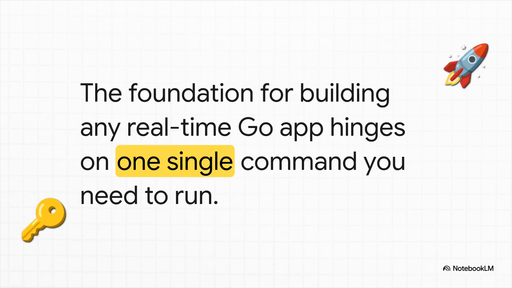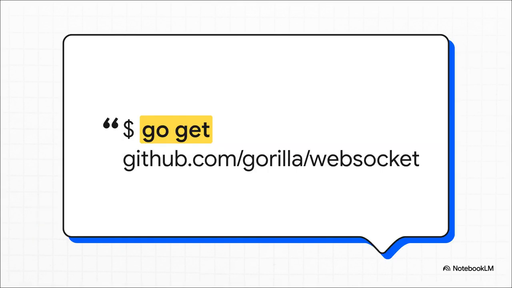So how do we actually make this happen? Well, according to our guide, the entire foundation for everything we're about to do, it all hinges on one single command. This is it. This is the magic line. Go get github.com/gorilla/websocket. This one command goes out and pulls in what is basically the gold standard library for WebSockets in the Go community. It's powerful, it's used everywhere, and it does all the heavy lifting for us.